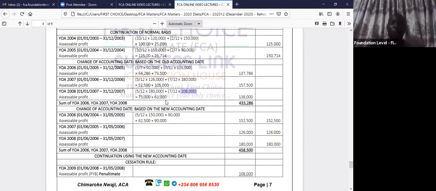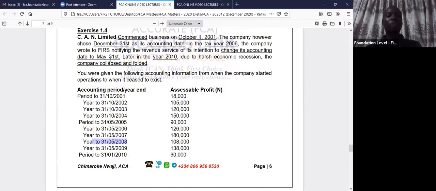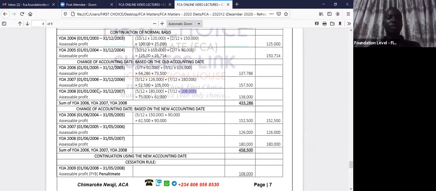Then you will now go back to do it based on the new accounting date. So the new accounting date will start again from 2006. They said they want to change to May. So if it is 2006 year of assessment, what does that tell you? This is 2006 year of assessment. You know that it must be on preceding year basis. So it's going to end in 2005. And if they have changed to May 31st, so you are going to write May 31st, 2005.